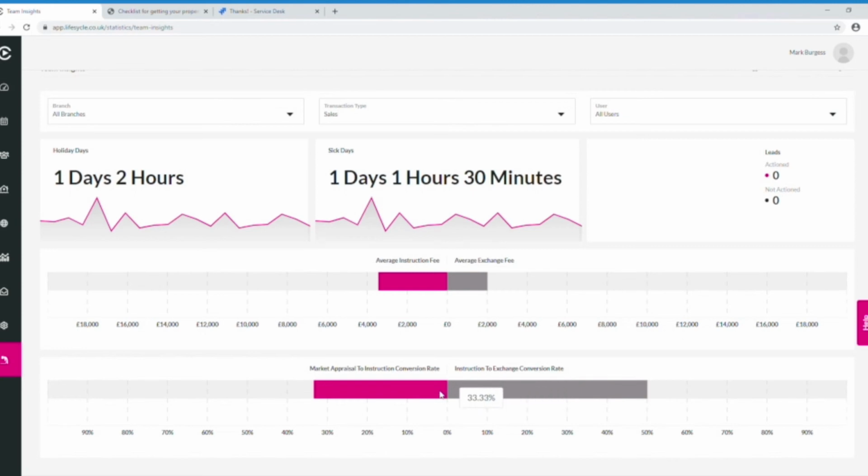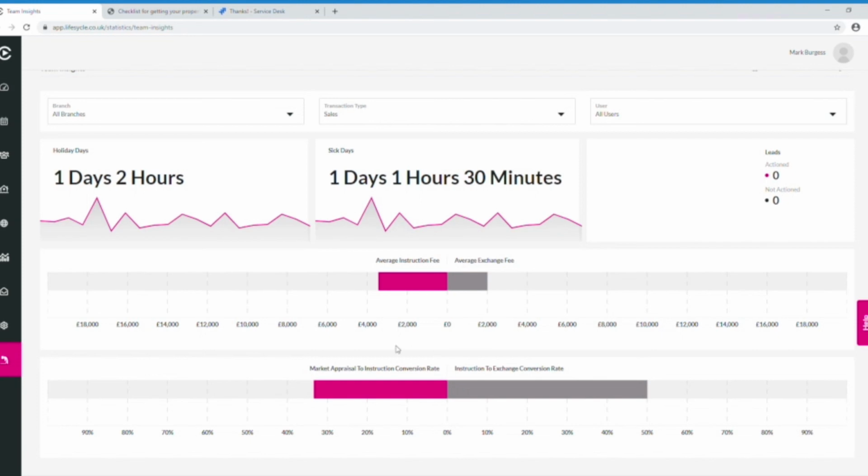Maybe there might be someone else in the company who's got a super high listing conversion rate, but we sell only 10% of everything they take on, in which case they're probably just overvaluing everything to get it on the market, but we never actually sell it. Someone may have a very low listing conversion rate and their exchange conversion rate might be really high, in which case they're probably making us more money than the person who's got the really high listing conversion rate.